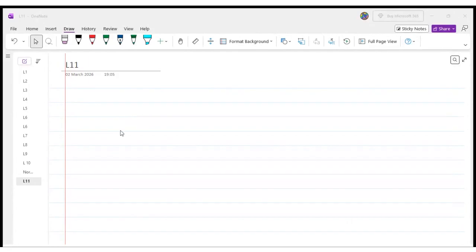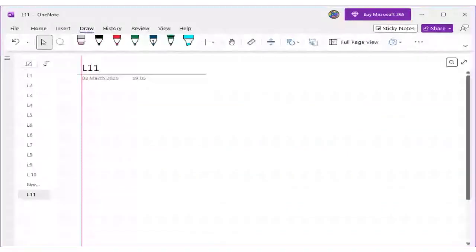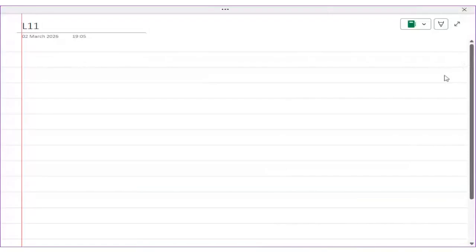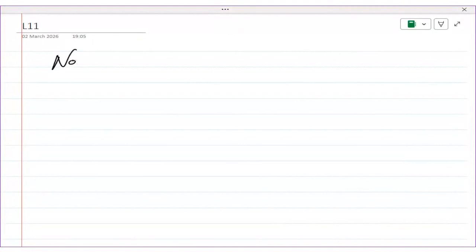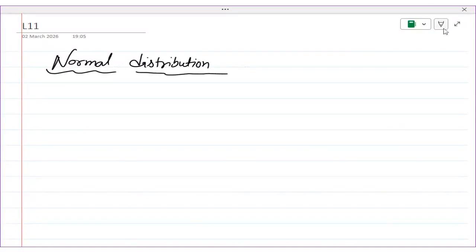So let me first put some problem on your screen so that we can start by directly solving the problem. So the topic is normal distribution. Okay, so first problem is this one.